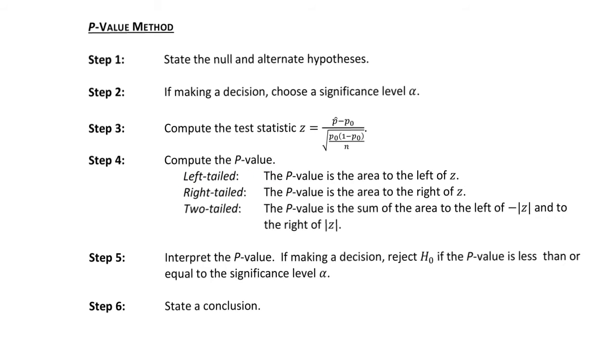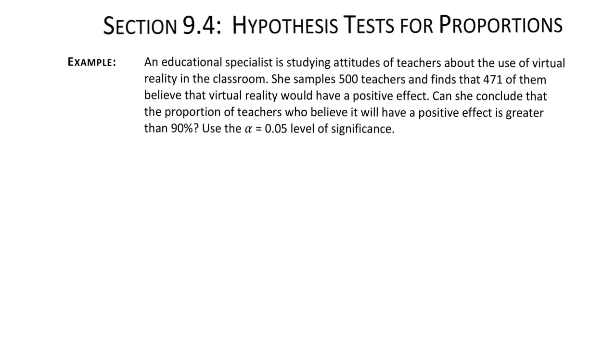Depending on the problem, it will be left-tailed, right-tailed or two-tailed. Remember, the p-value is the area to the left of z if it is a left-tailed test, and the area to the right of z if it is a right-tailed test. And for a two-tailed test, the p-value will be the sum of the areas in each tail. And step 5, interpret the p-value. If p-value is less than or equal to the significance level alpha, we reject the null hypothesis. Then state a conclusion. So let's do the same problem which I explained in the beginning.